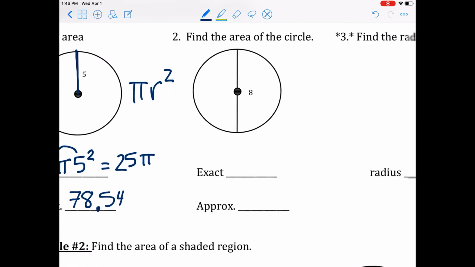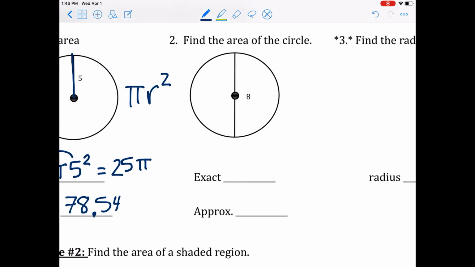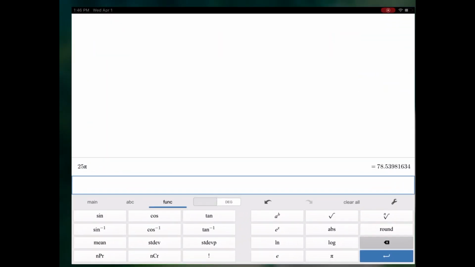For number 2, do we notice we are no longer given the radius? We are given the diameter, which is the whole thing. Well, for area, we need the radius. So let's just split it up into 4 and 4. So now that can help us solve the problem. So for exact, we know we have pi r squared. 4 squared is 16. And then we leave that pi.